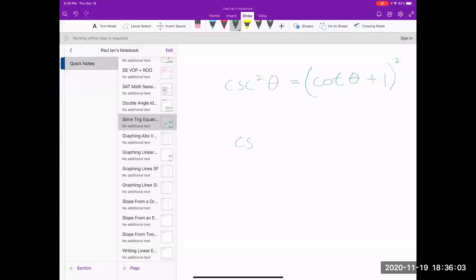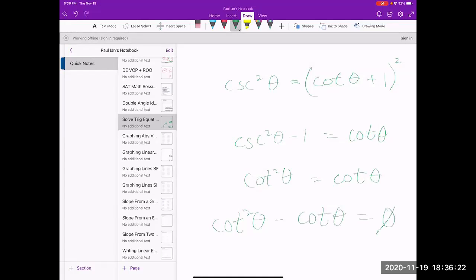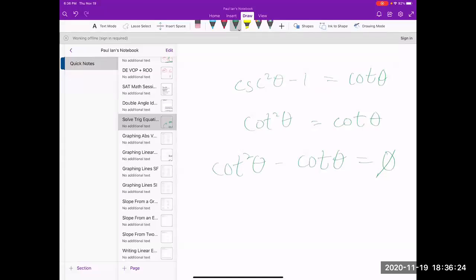Oh, or you could do cosecant squared minus 1 equals cotangent squared. You could also do that, and then maybe cotangent squared minus cotangent squared equals 0. I don't know, I'm just trying to play around with it. So then cotangent, that's going to be what? Cotangent minus 1. Maybe that's the one.